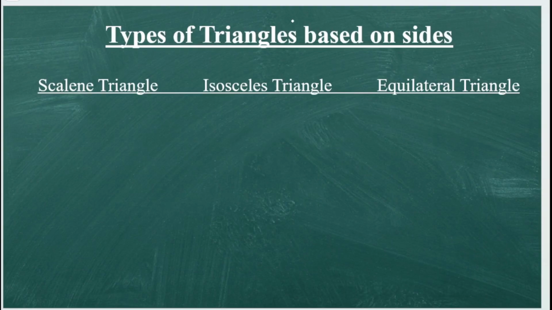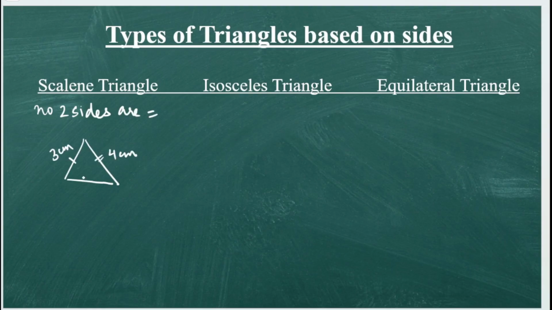There are three different types of triangles based on these sides. The first one is called a scalene triangle when no two sides are equal. That means all the three sides are unequal. So suppose I draw this triangle in which one side is 3 centimeter, another one is 4 centimeter, and the third side is 5 centimeter. So all the sides are unequal. So it is called a scalene triangle.